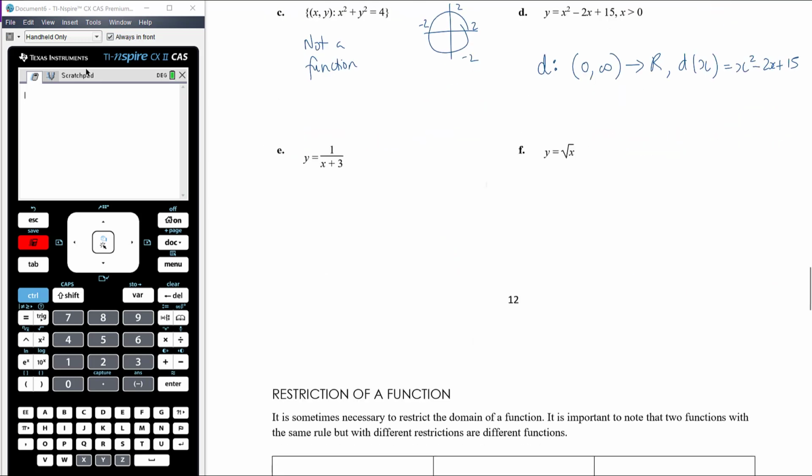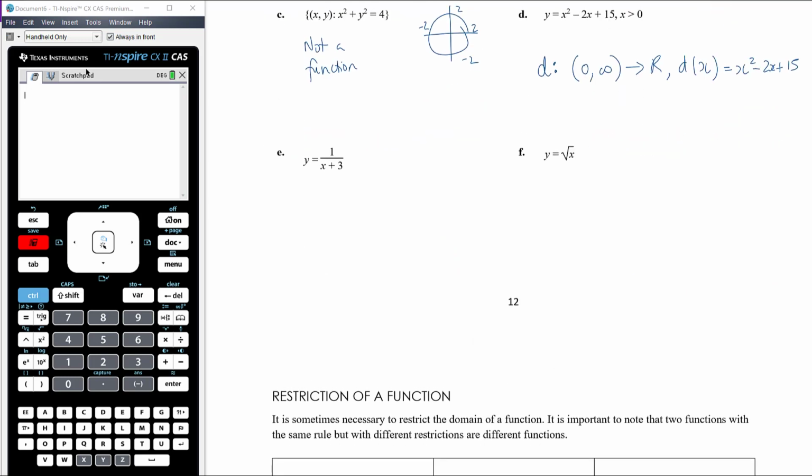All right, part E, y equals 1 on x plus 3. So that's a hyperbola. Hyperbola translated to the left by 3 looks something like that. A hyperbola is a function. You imagine taking a vertical line and sweeping that across your graph. You're only ever going to hit the graph once. You won't hit the graph at all at the asymptote, but that's okay. It's about not hitting the graph more than once. And so yes, it is a function, so we can write it using function notation.